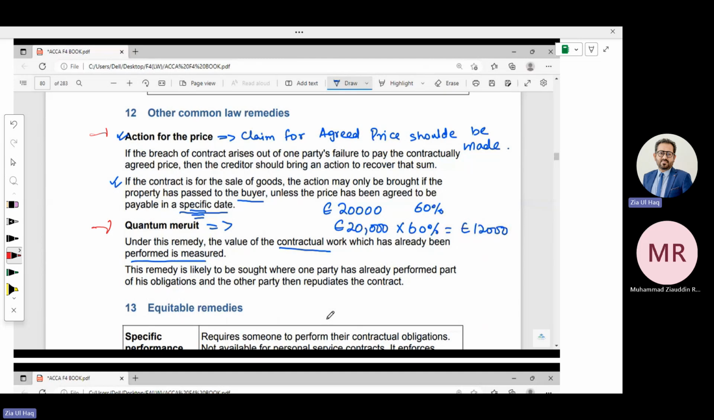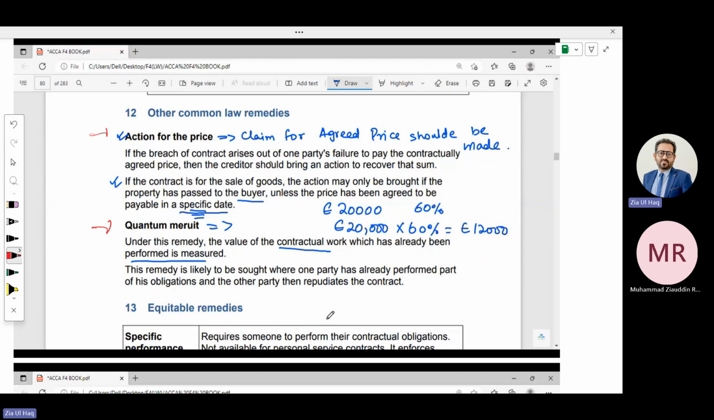Action for price. Action for price means if there was a contract between two parties, one party says, okay, I will deliver you a good and you will pay me the price. So whatever is the price, that will be the remedy. Claim for the agreed price should be made. If one party delivered the goods and the other party didn't pay the money, what will be the remedy? The price that was agreed between the parties. That is called action for the price.